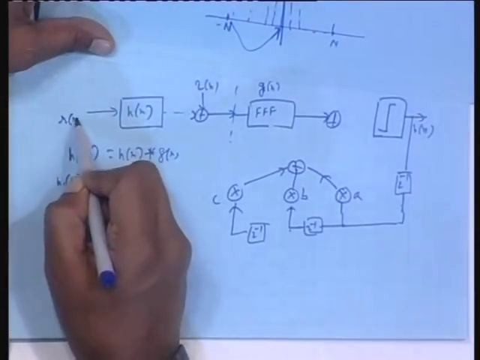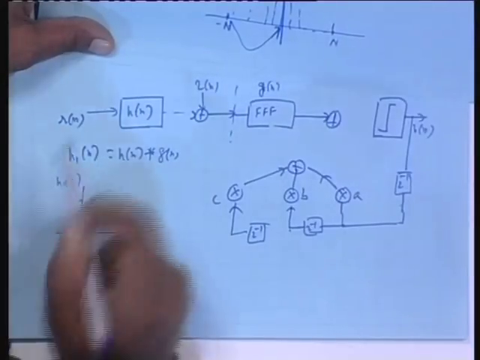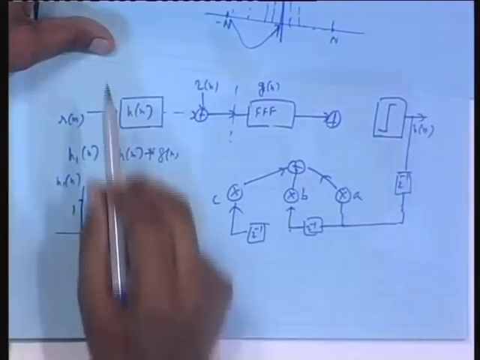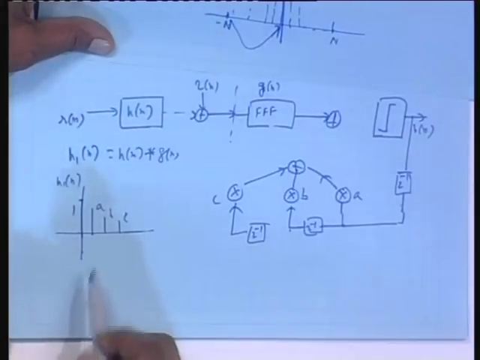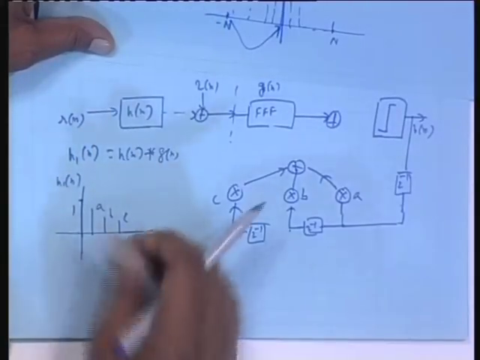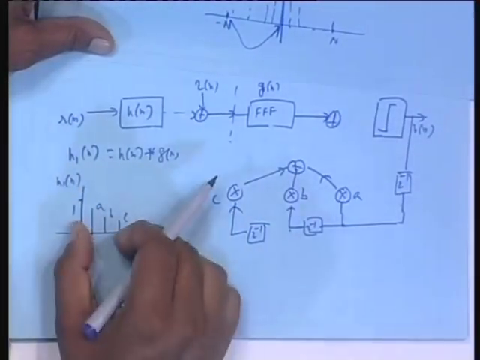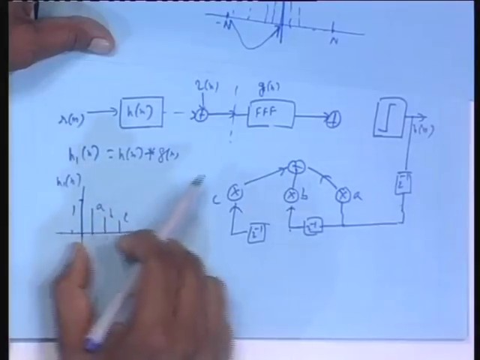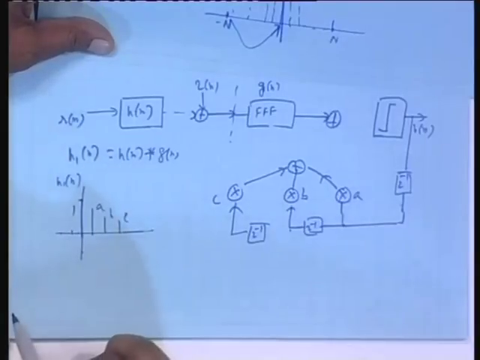this side R n, is it not? That was convolved with R n. So, H 1 n convolved with R n. How do you do the convolution? You have to reverse it and then shift. So, if you reverse it, A goes here, B goes here, C goes here, and then go on shifting this way or that way depending on the n at which you want to carry out the convolution.